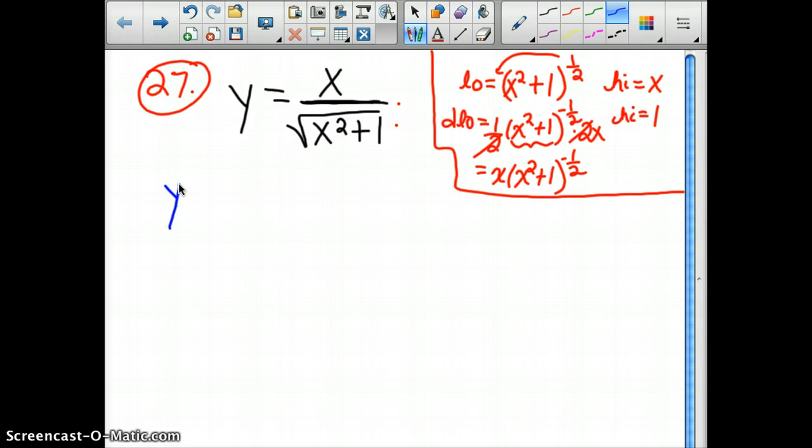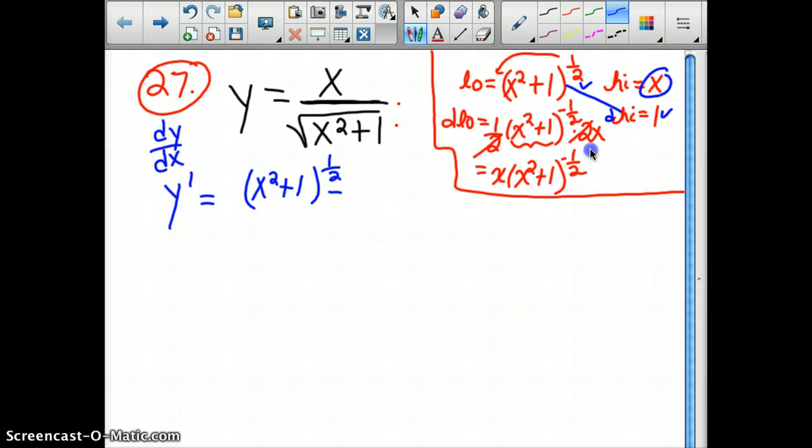The quotient rule says to get the derivative, which we call y prime, or we've been interchangeably calling it dy dx also. The quotient rule says you do low d high, so I'm going to have x squared plus 1 to the 1/2 power times the derivative of the higher function, which is just 1, which won't change it. It's low d high minus high d low.